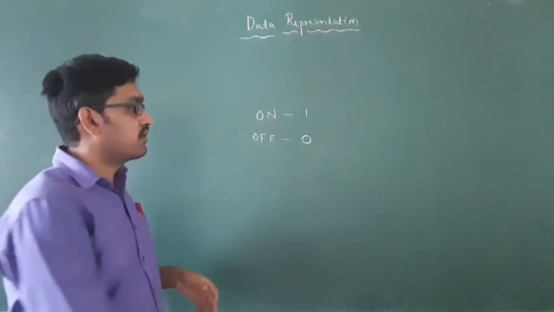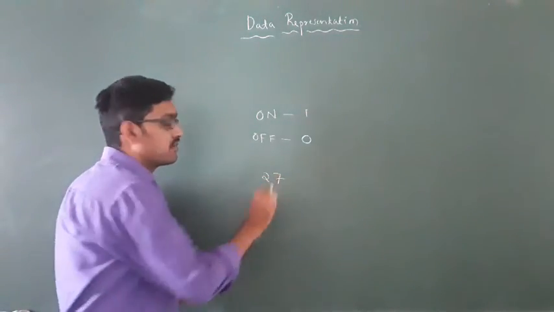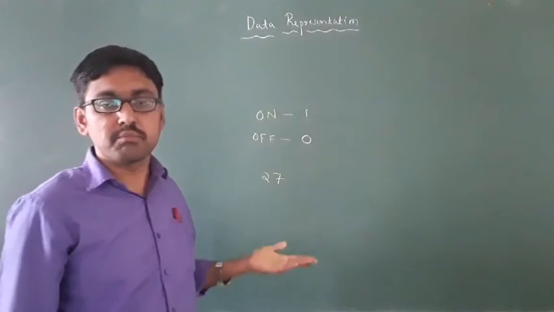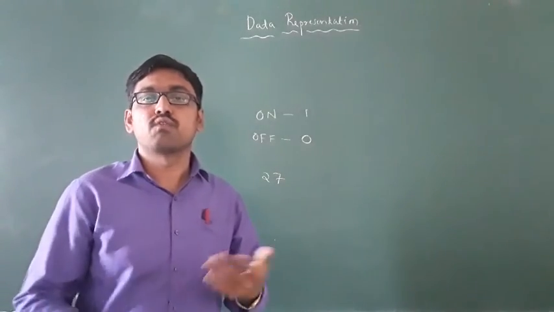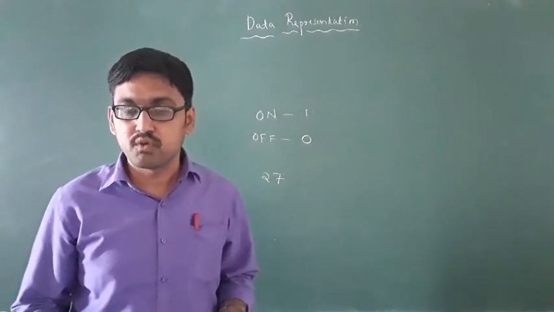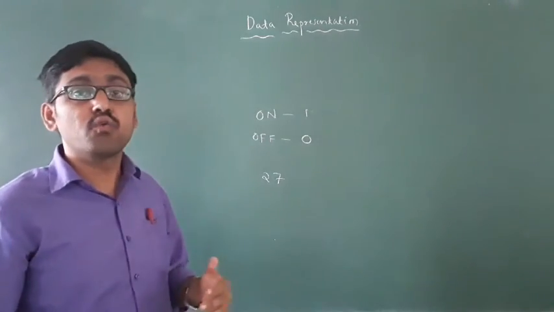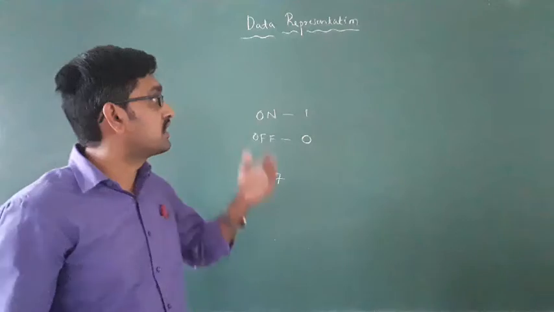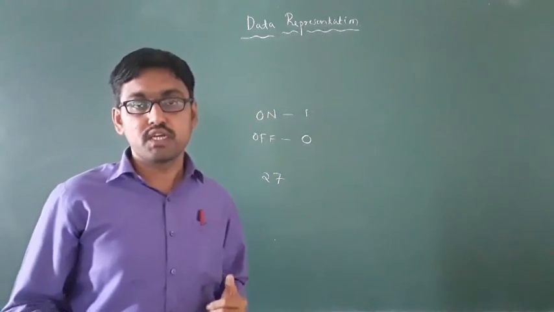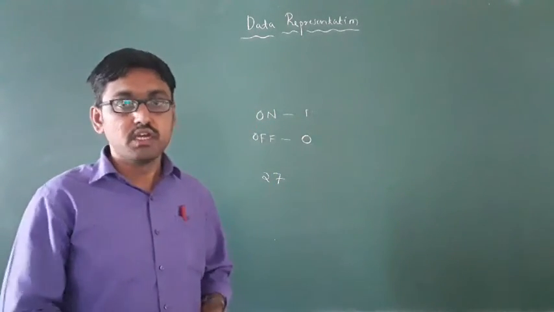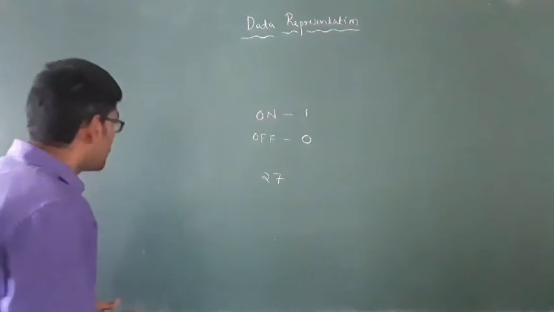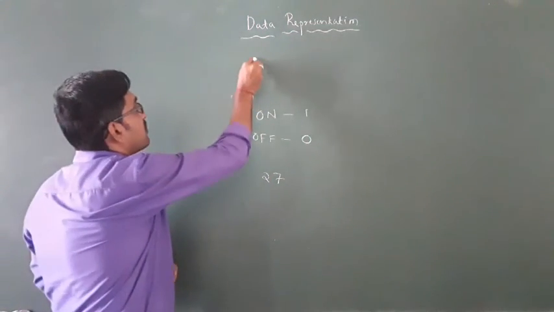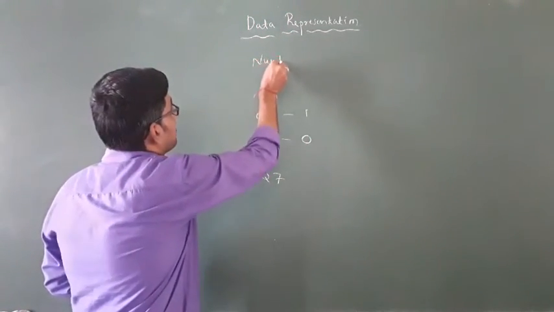When you give any number, like 27, it is converted automatically into binary form. How it is converted into binary form, you have to study in this chapter, data representation. Before this chapter, first of all you have to know about the number system.